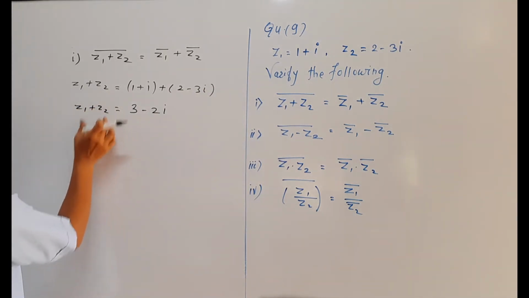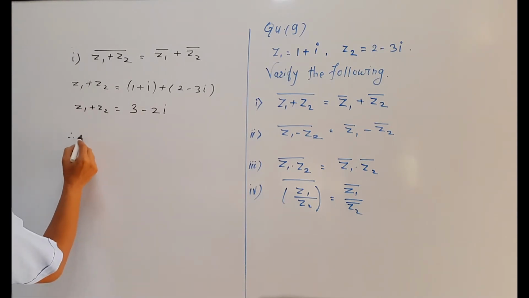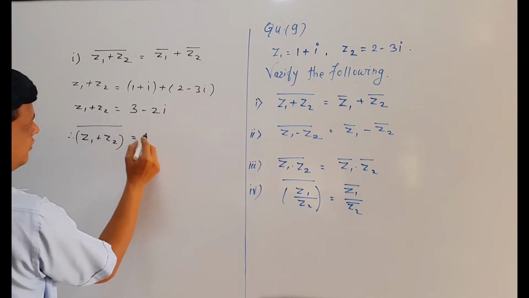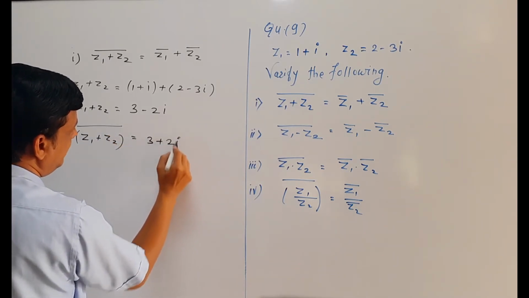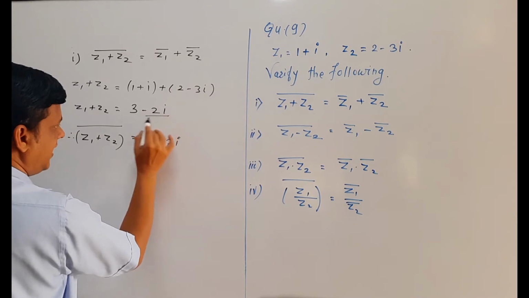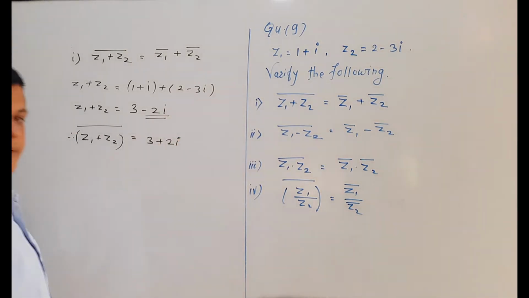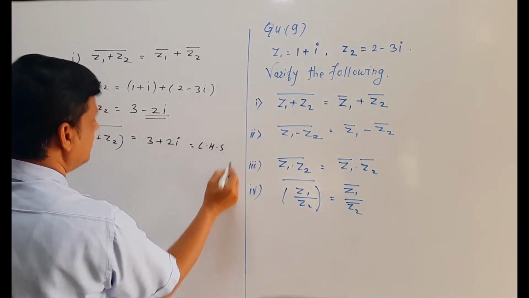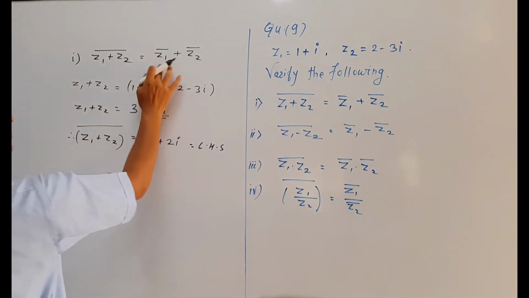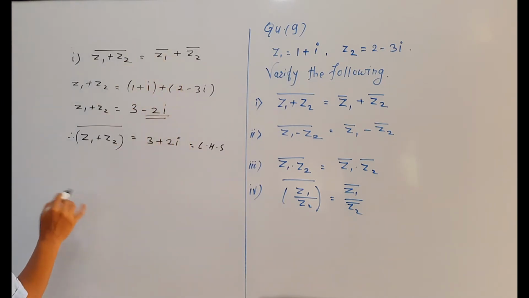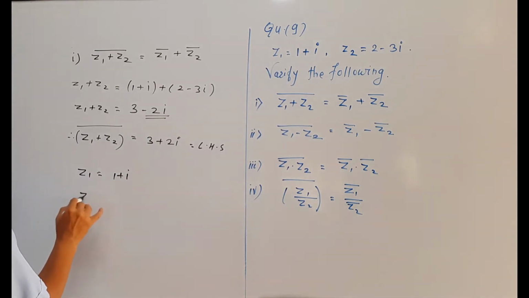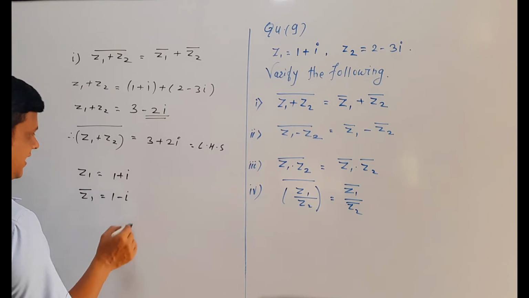Now we have to calculate its conjugate for the LHS. Therefore the conjugate of z1 plus z2 is equal to 3 plus 2i. We change the sign of this minus 2i to plus 2i. This is the LHS. Now we require the RHS. For that we find the conjugate of z1. z1 is equal to 1 plus i, then the conjugate of z1 equals 1 minus i.